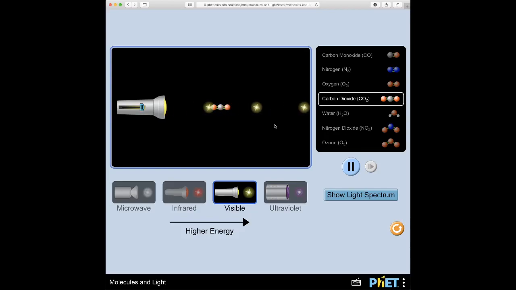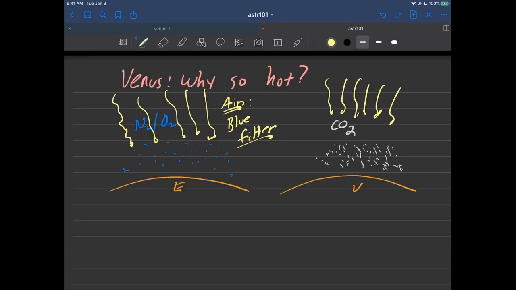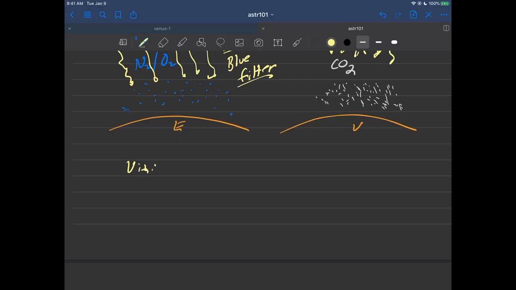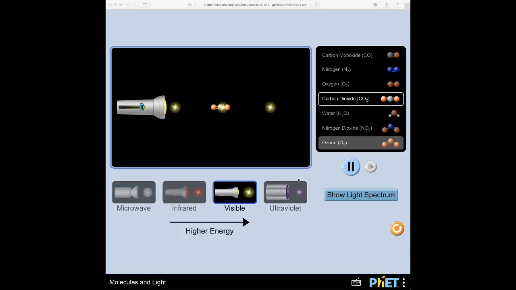So the conclusion from the quick simulation I showed you is that visible light seems to have no effect on CO2, which is in Venus's atmosphere, or the N2 and O2, which is in our atmosphere. Okay? But of course, light can be much more than that. So back we go. Let's turn the flashlight back off again.